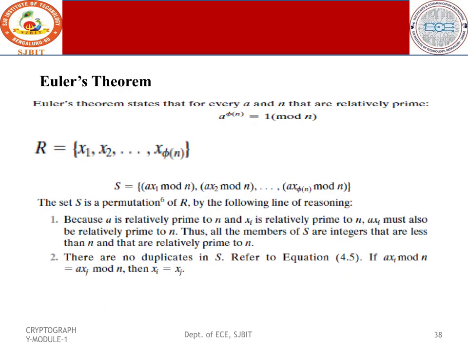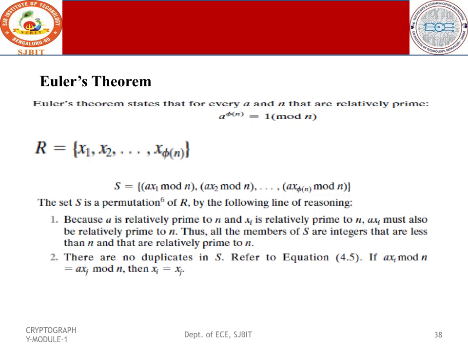So next we'll see about Euler's theorem. Euler's theorem states that for every a and n that are relatively prime, a to the power φ(n) is equal to 1 mod n. This is true if n is prime, because in that case φ(n) is equal to n minus 1, and Fermat's theorem holds. However, it also holds for any integer n. So φ(n) is the number of positive integers less than n that are relatively prime to n.